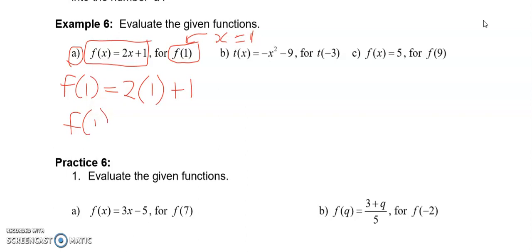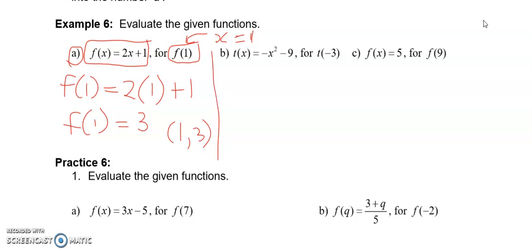So that means that f of 1 is equal to 2 times 1 plus 1. All right, so there you go. It's like saying when x is equal to 1, y is equal to 3. And if you were to graph that function, by the way, now that you have an x value and a y value, well, you would have the point 1 comma 3 on that function. Okay, so that's all this means, everyone.